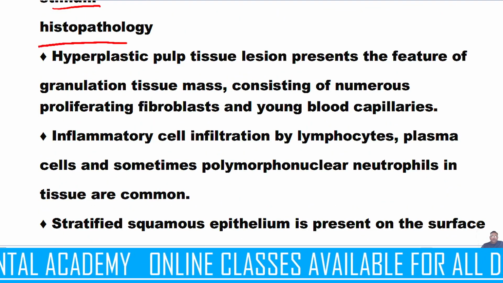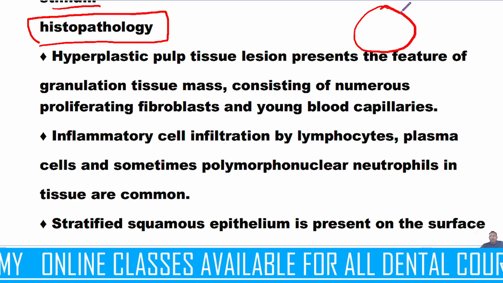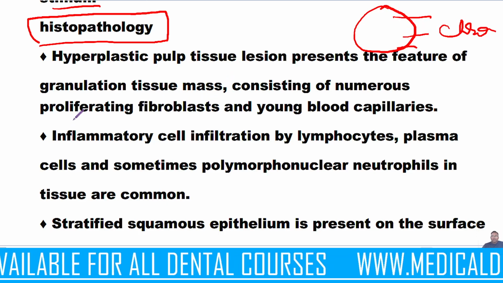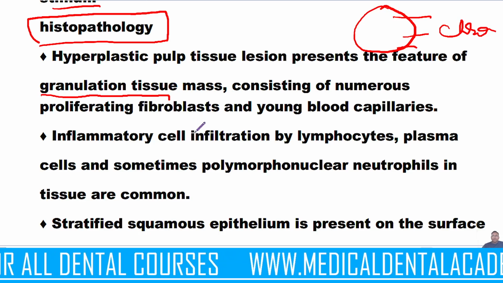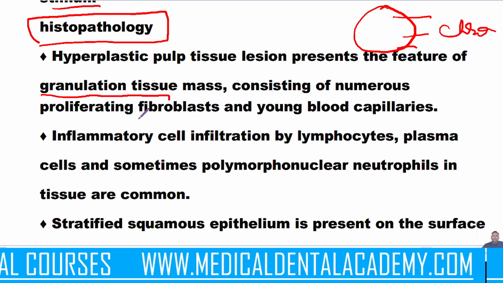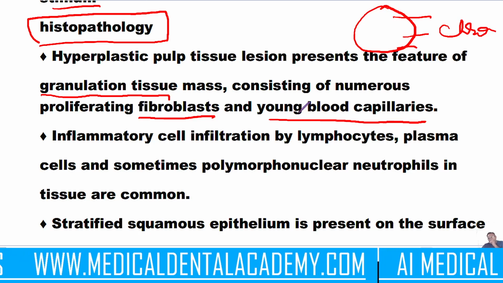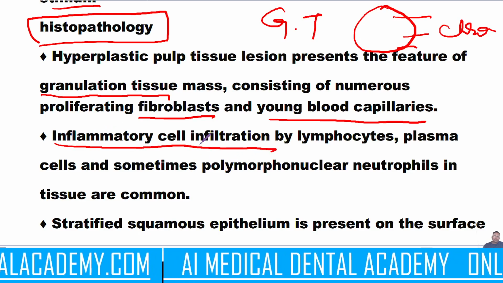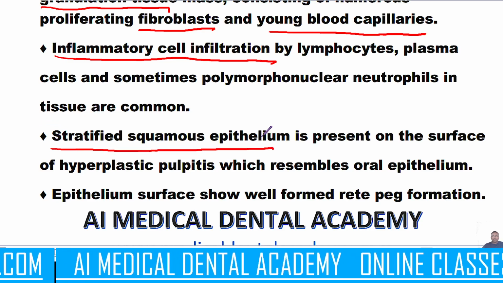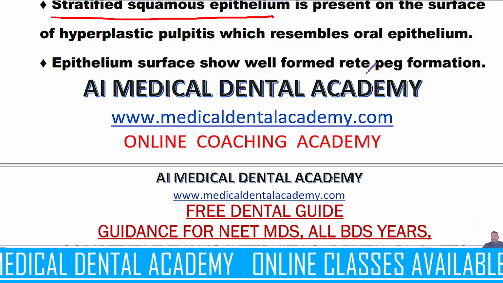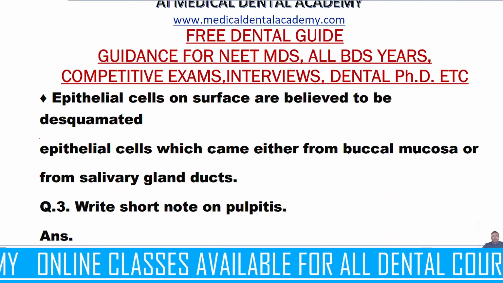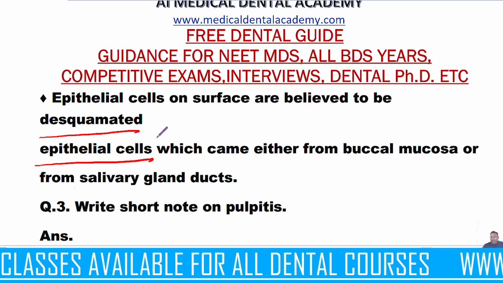Now histopathology. Draw a diagram, and whatever we have discussed in irreversible pulpitis, you have to go with the chronic inflammation features. Okay, in chronic features, we have granulation tissue. Anywhere you find granulation tissue, there will be fibroblasts and blood capillaries. So the first sentence is of granulation tissue, second is of inflammatory cell infiltration, third is which epithelium will be found: stratified squamous epithelium will be there, then well-formed rete pegs will be there, predominant or well formed, then desquamated epithelial cells. So all these points you have to write in your diagram as I explain how to write. Draw a diagram.